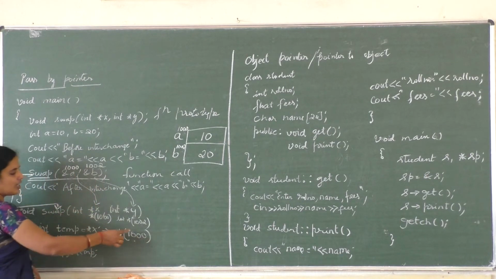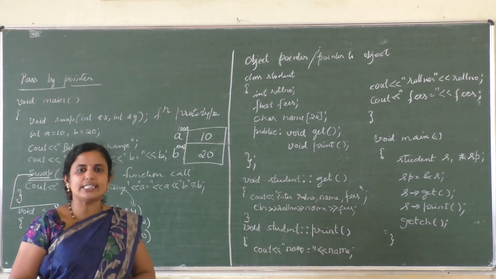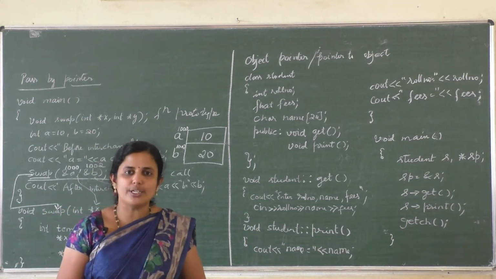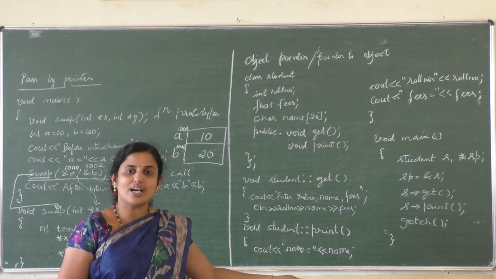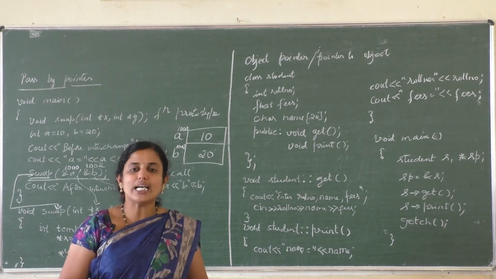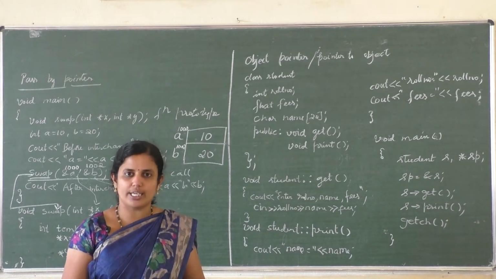Here, what is star of 1000? Star means what? Pointer operator. What does it do? It gives the value stored in a particular memory address. Memory address is 1000. Star of 1000 means what? It is the value stored in the 1000 memory location.